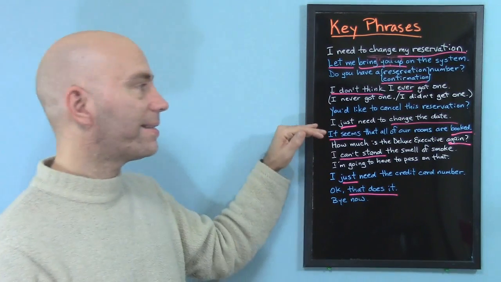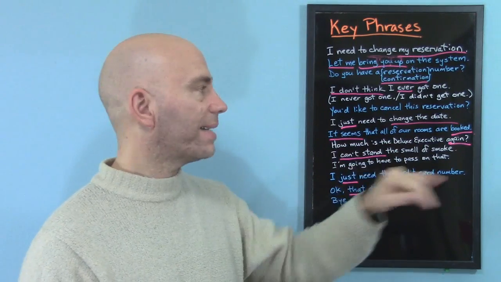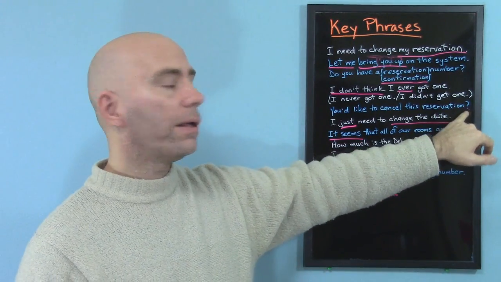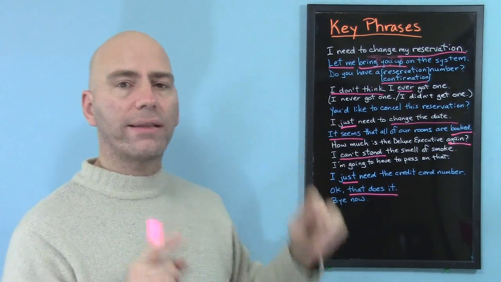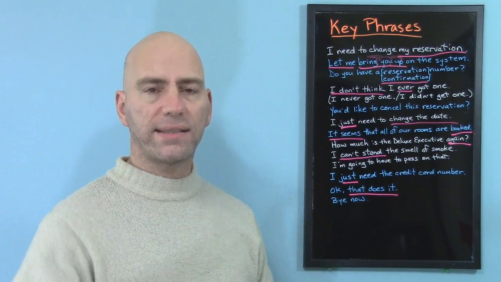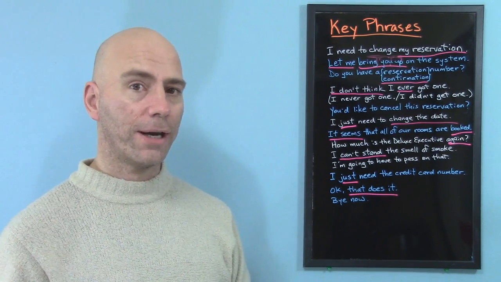So it's constructed like a statement, but it's actually a question. And so the intonation is important here. Okay? "You'd like to cancel this reservation." That's a statement. "You'd like to cancel this reservation?" Question. Okay?